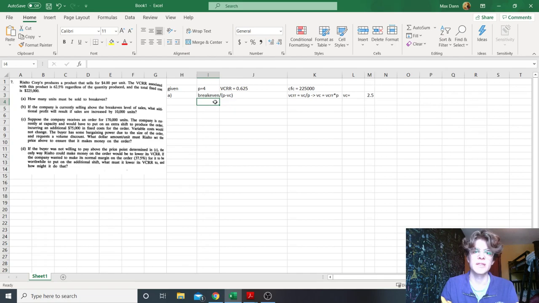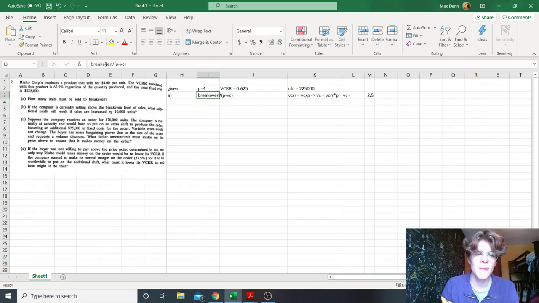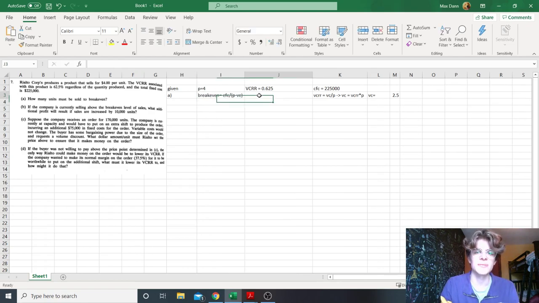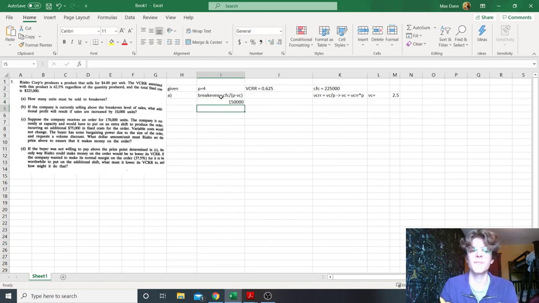So with that in mind, now we can calculate what this break even is. Our break even equals cash fixed costs divided by that. So it's going to equal our fixed costs of 225,000 divided by our price of $4 minus our variable costs of $2.50. So that is our break-even units. It's a big amount of units.